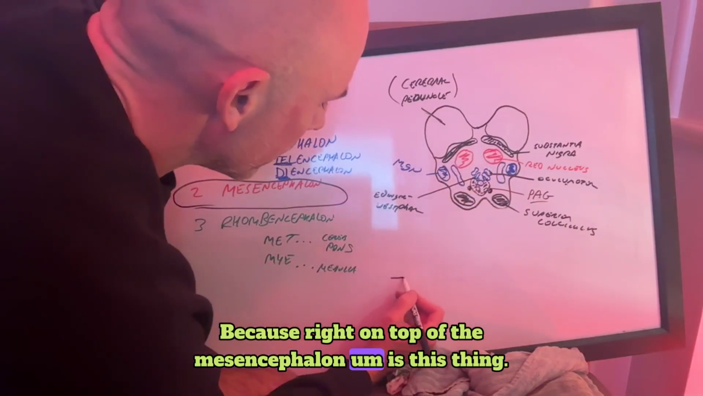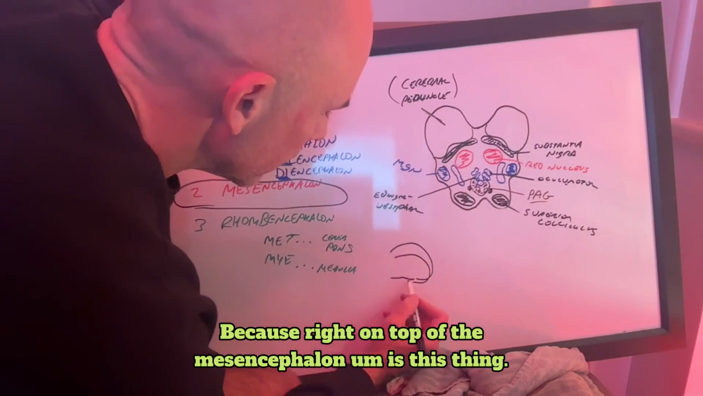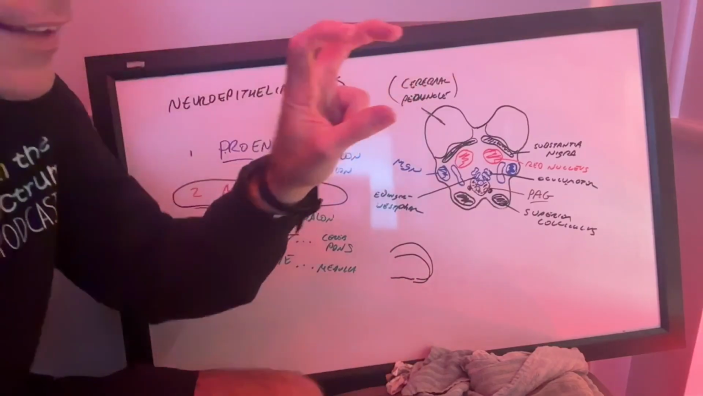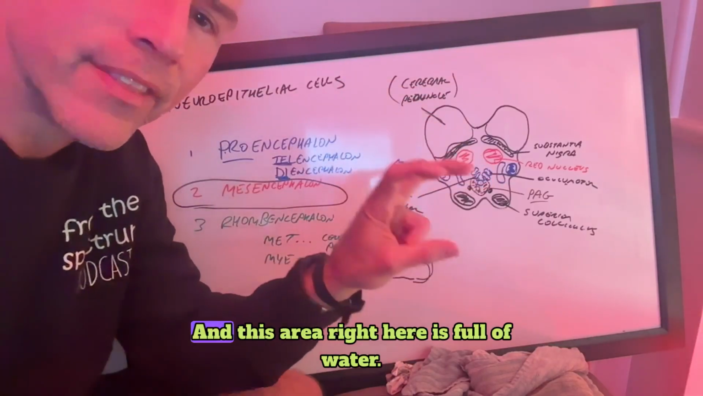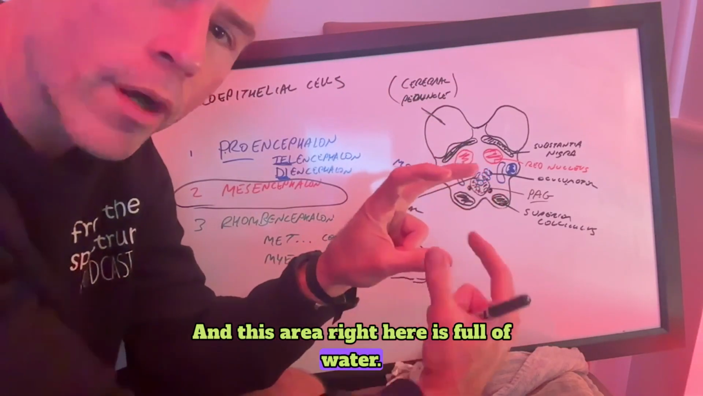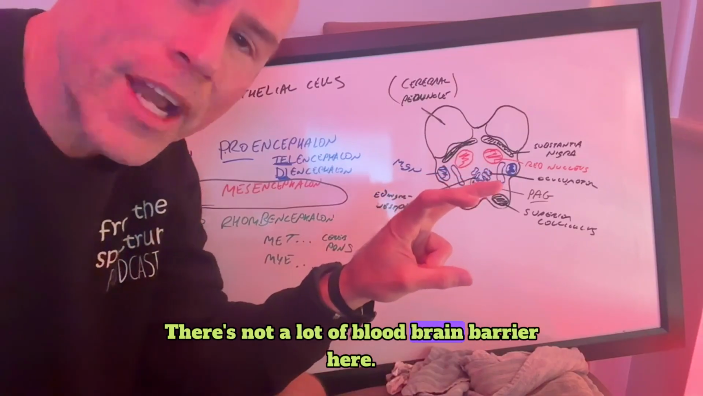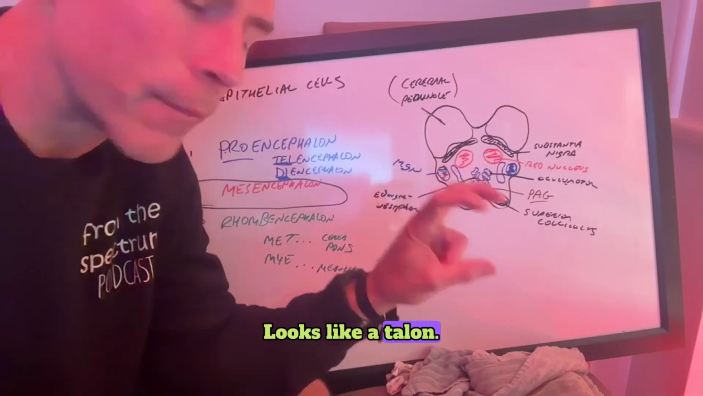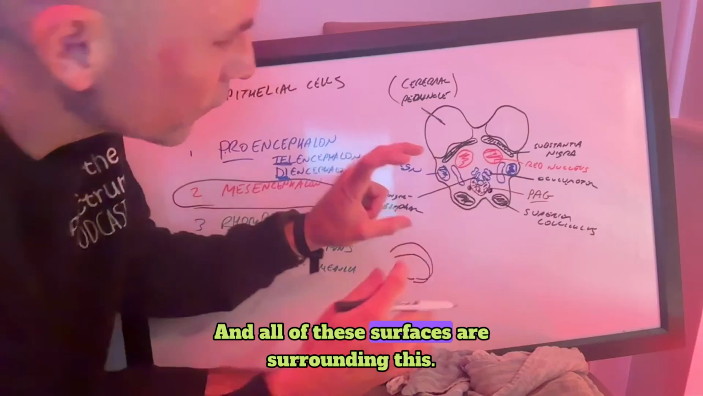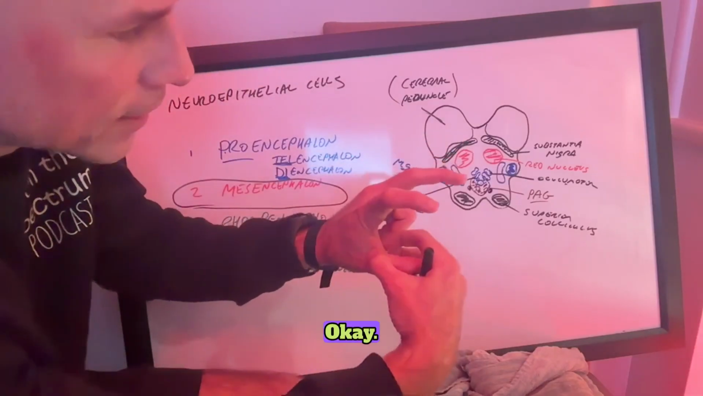Because right on top of the mesencephalon is this thing. Ugh, that's awful. It looks like a talon, and this area right here is full of water. There's not a lot of blood-brain barrier here. It looks like a talon, and all of these surfaces are surrounding this.